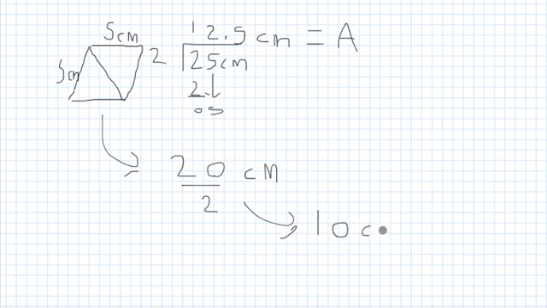And that is how you find the area and perimeter of triangles, rectangles, and squares, as well as other shapes.